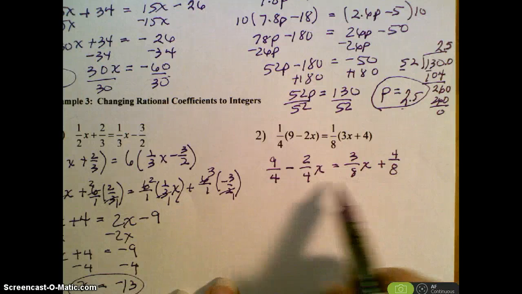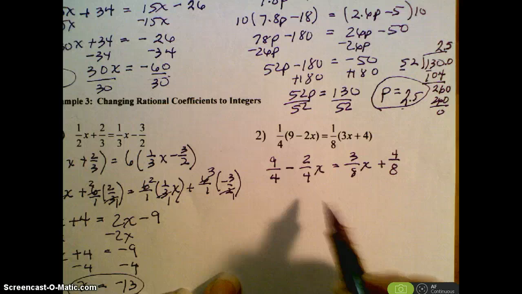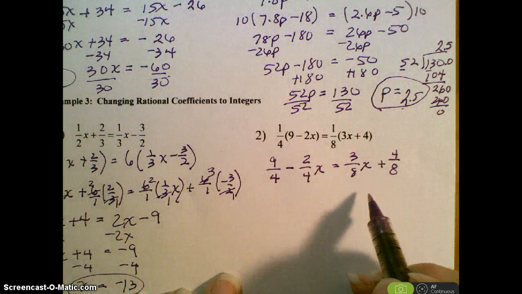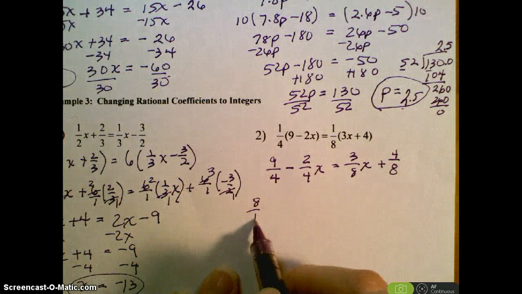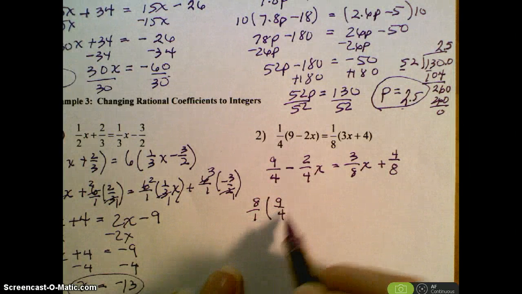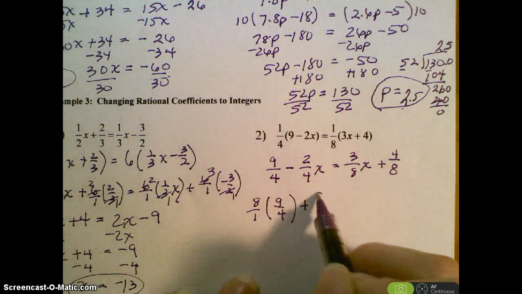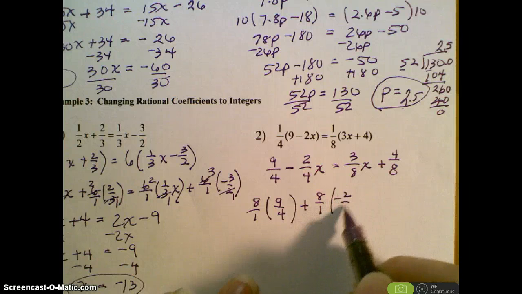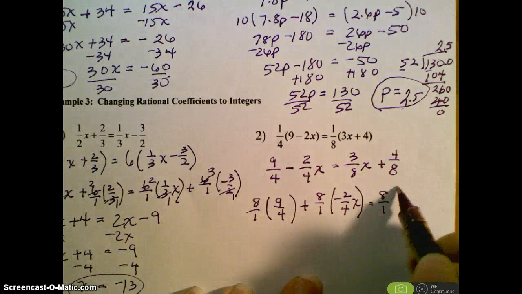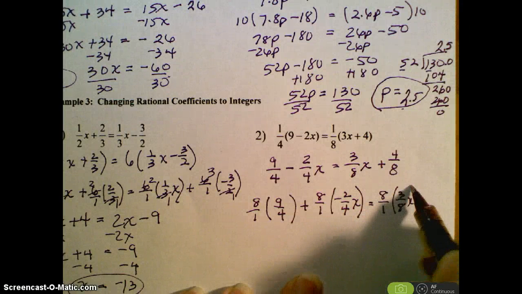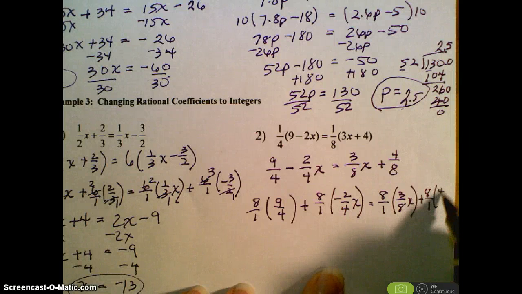Okay, now look at my denominators. Here I have 8s and 4s. So I'm going to multiply everything by the least common denominator, which would be 8. So 8 over 1 times 9 over 4, and then positive 8 over 1 times negative 2/4 x. That's going to be the same as 8 over 1 times 3/8 x, and positive 8 over 1 times 4/8.